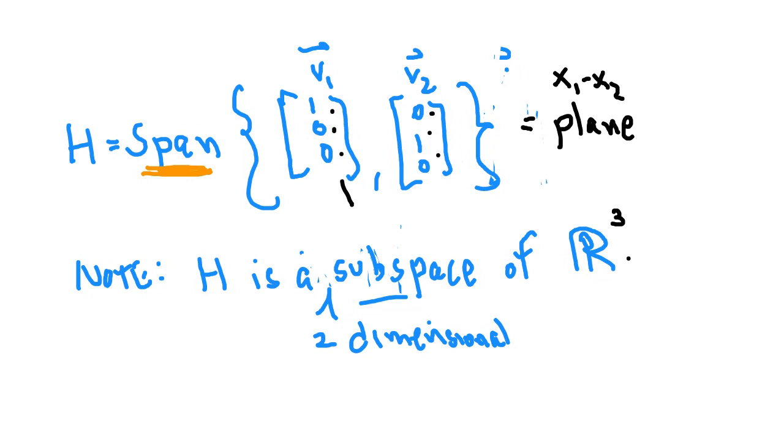And are these vectors linearly independent? Are v1 and v2 linearly independent? They are. They are linearly independent, absolutely.